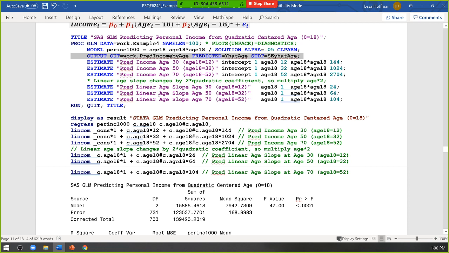Okay, questions on the setup of the model to fit a quadratic effect?